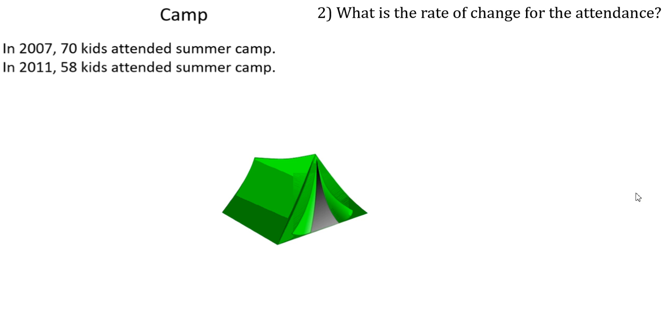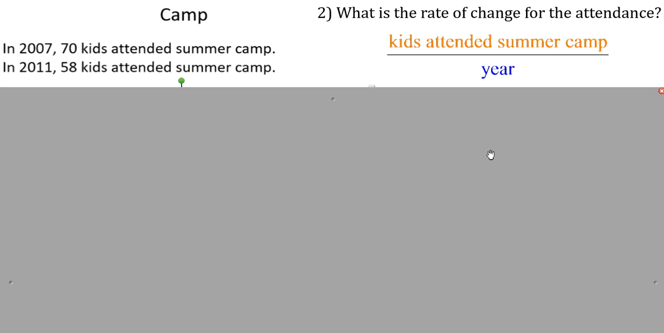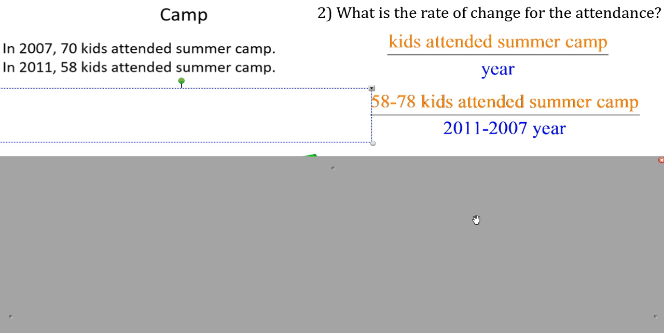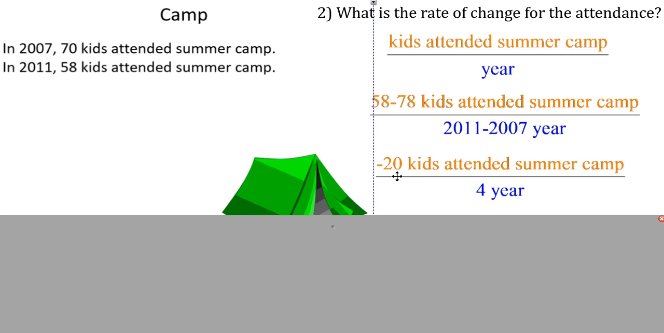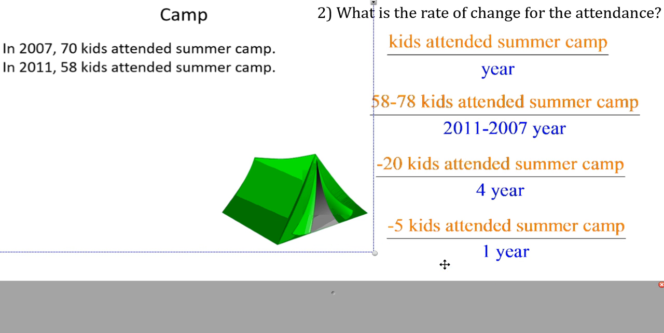The change of the outputs, let's think, 58 to 70 from 2011 to 2007. So 58 minus 70, that is negative 12. 2011 minus 2007, that is 4. So over 4 years, 12 fewer kids attended summer camp. What does that mean on a per year basis from 2007 to 2011? That means 3 fewer kids attended summer camp each year.